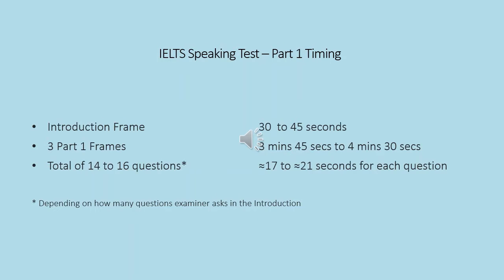Now I want to talk about the timing for part 1. You have the introduction frame, and that usually takes about 30 to 45 seconds, depending on how many questions the examiner asks. They usually want to finish that fairly quickly and move on. There are 3 part 1 frames, like I said before, and that can last between 3 minutes and 45 seconds to about 4 minutes and 30 seconds. So you've got a total of 14 to 16 questions in part 1, and that means that about 17 to 21 seconds would be allowed for each question and answer.